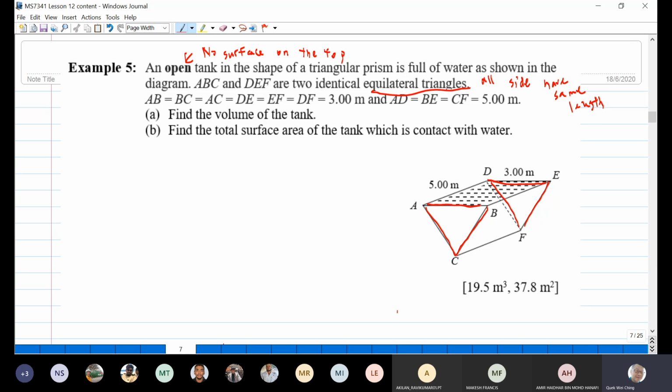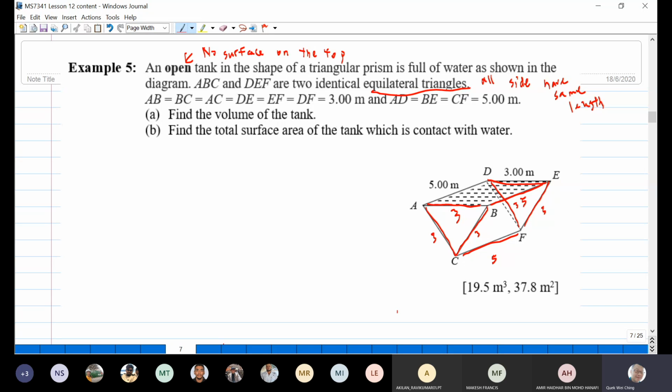Okay, how do you know that? Then it tells you AB, BC, AC, DE, EF, DF, all of them are 3. So that means this is 3 here, this 3 here, this 3 here, all of them are 3. And AD, BE, CF, AD is 5, BE, CF are 5. Okay, these are all 5 here.